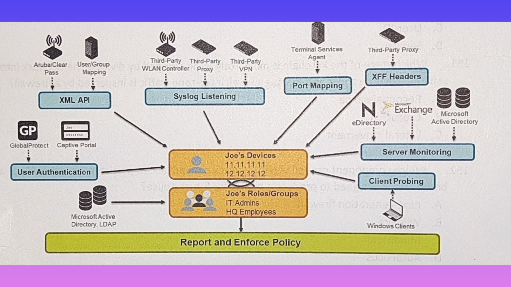For example, the User-ID agent monitors several logs for a logon event, probes clients, and listens to syslog messages from authentication services. To identify mappings for IP addresses that the agent didn't map, you can configure the firewall to redirect HTTP requests to a Captive Portal login. You can customize the user mapping mechanism to suit your environment and even use different mechanisms at different sites.